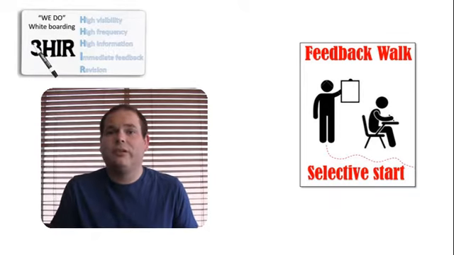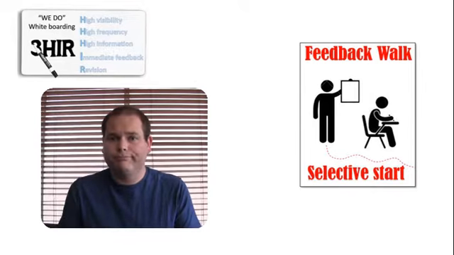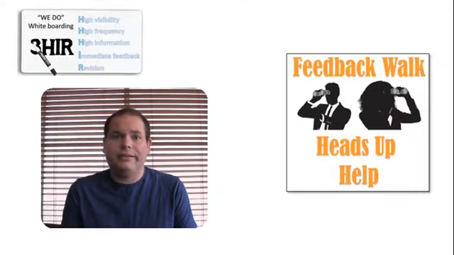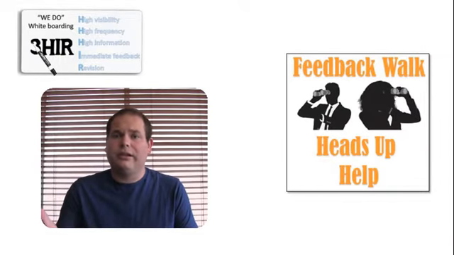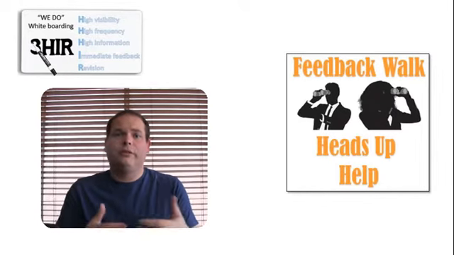So the selective start walk is very intentional to help students get started on what they need to do. This next type of walk is very simple. It's a heads up help, and it's a very intentional look for management. If students have an interaction that they're great with, for example, illustrated boarding or peer listening, and you want to make sure that they are behaving in the appropriate way, you would walk around and look for misbehaviors.